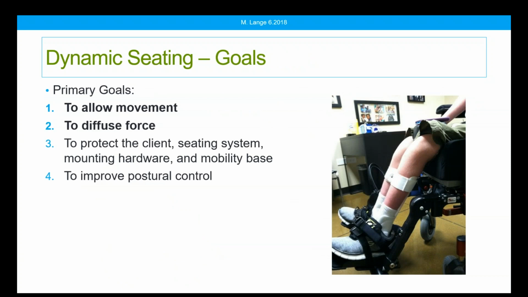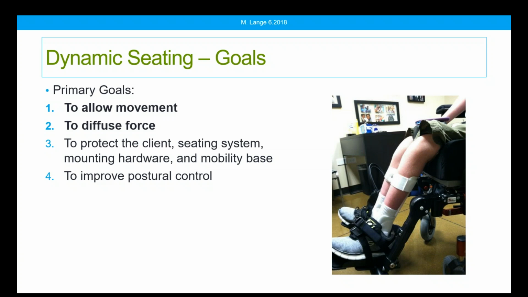Dynamic seating has a lot of different goals, but we could kind of lump those goals into 4 primary ones. The first is to allow movement. So all of us move all the time, at least I sure do a lot, and we're allowing movement for our client. Some of our clients really seek out that movement. Second, we're diffusing forces. So if our client is using sustained or intermittent, maybe a combination of strong forces, those are diffused.